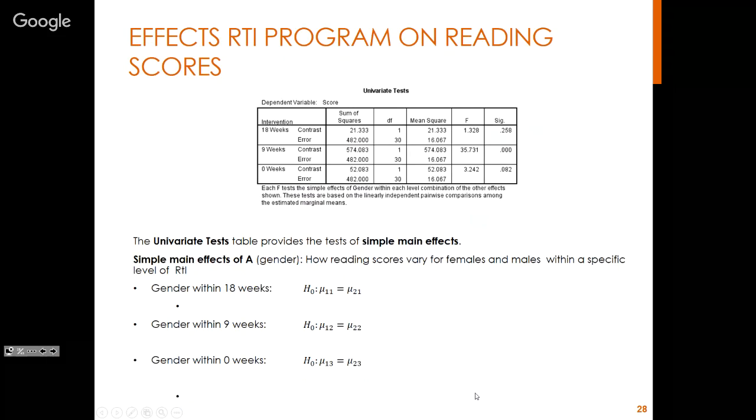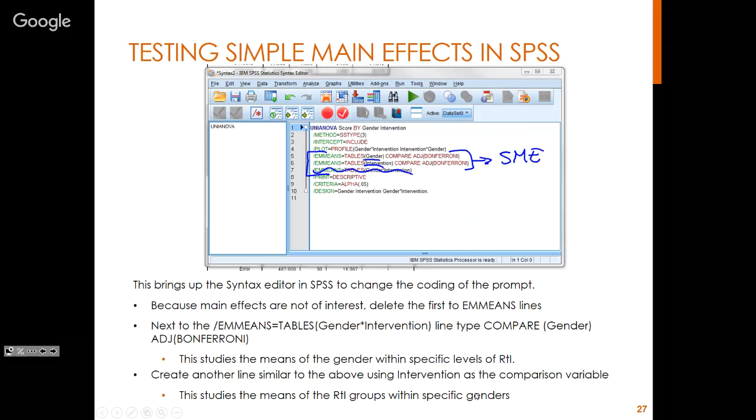And the simple main effects, did y'all do this in SPSS? Yeah. So it gives you output. Honestly, it gives it to you backwards. So whenever you get the simple main effects, you'll get the simple main effects for gender, and then you'll get the simple main effects for the intervention.